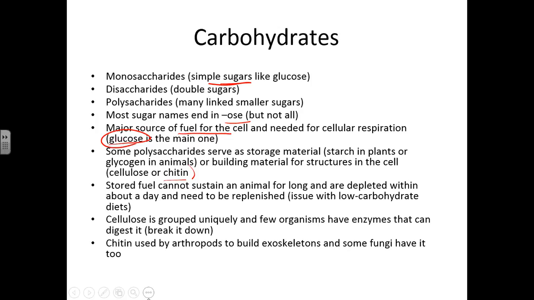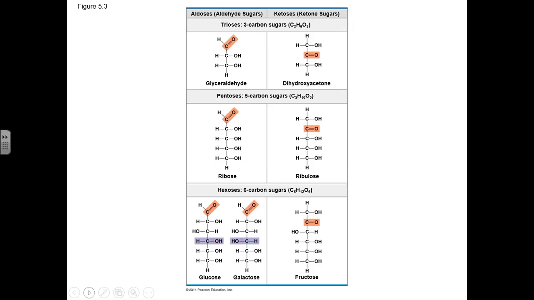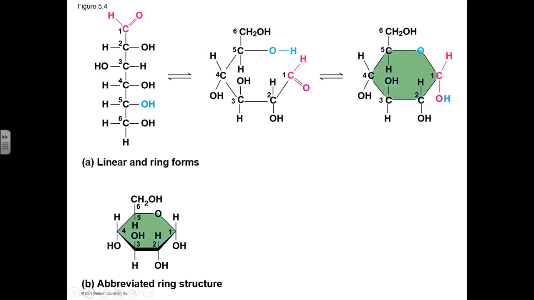Cellulose is grouped uniquely, and few organisms have enzymes that can digest it, or in other words, break it down. Cows are an example of one that can. They have an extra stomach that is specialized in breaking down cellulose, which is why they can eat grass and we can't. Chitin is used by arthropods to build their exoskeletons, and some fungi have it too. And here's just showing some of these sugars. Remember we talked about the carbon, the branching, and the long chains. There are also some sugars that are rings. Here's an example of an abbreviated ring structure, or here's another ring structure.